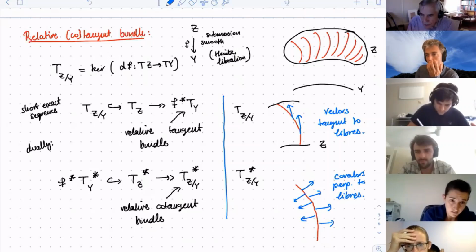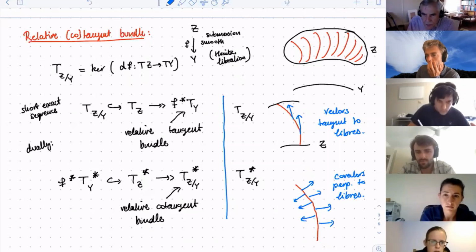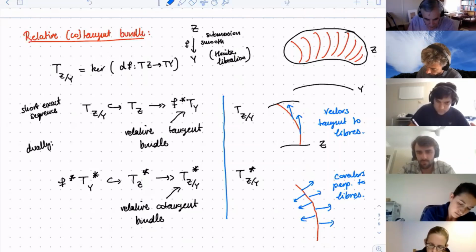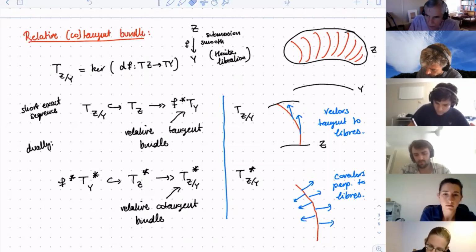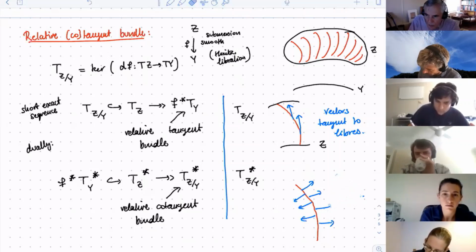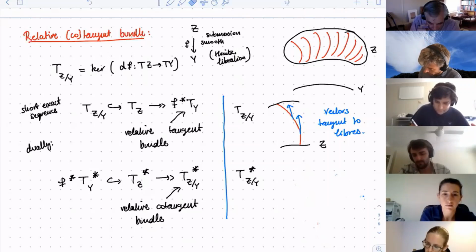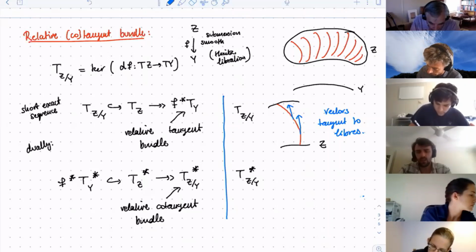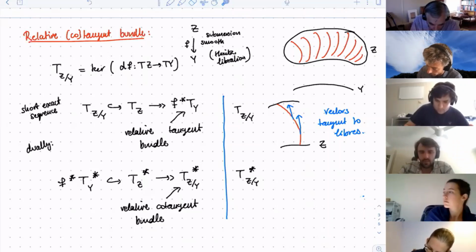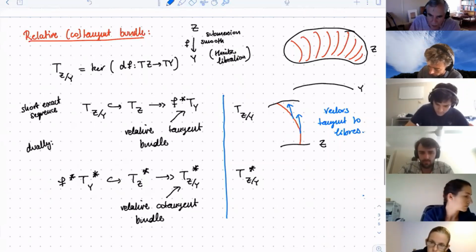No, so this is just false, no? I should think about, sorry, I think this is wrong. The things that pair with any, this is the things that you should think about as being perpendicular to the fibers.